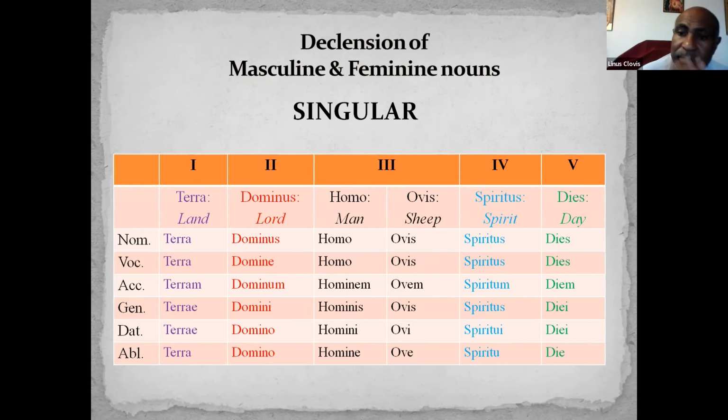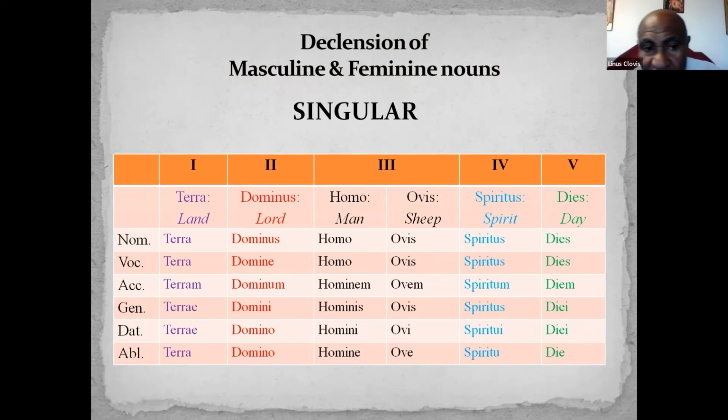In the fourth declension, which is masculine generally, spiritus, which is spirit. So we have spiritus, spiritus, spiritum, and then the genitive spiritus. And then the dative spiritui, and spiritu for the ablative. And then the fifth declension, dies, which is day. So we have dies, dies, diem, diei, diei, and die.